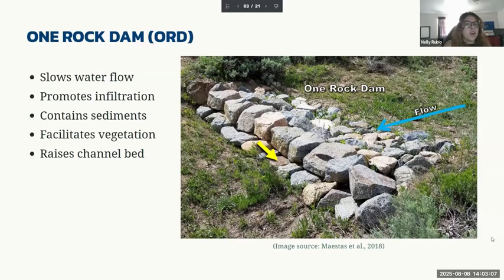ORDs work by slowing down the water flow, which promotes soil infiltration and recharging groundwater. The structure also aids in containing nutrient-rich sediments that promote vegetation taking root. After some time, the ORD will have raised the eroded channel bed and a new structure can be placed above to continue the restoration process. Using remote sensing and terrain analysis, the study aims at identifying suitable zones for ORD placement.